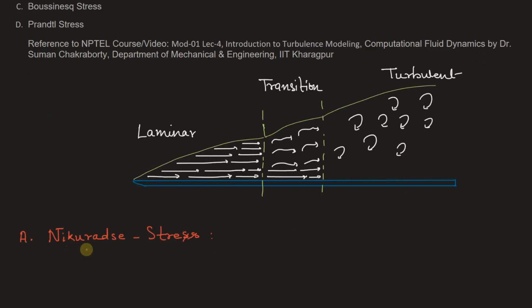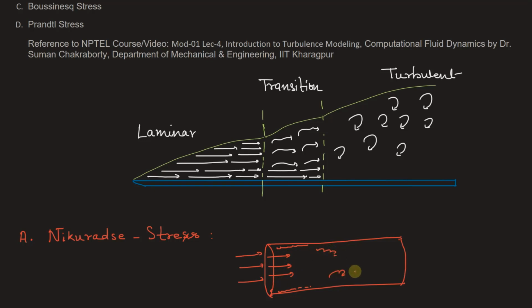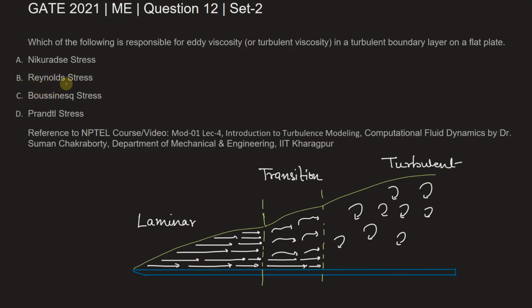The first is Nikuradse stress. Nikuradse's experiments were on wall friction in pipe flow. In his experiment, he used a variable called sand roughness with different grain sizes. So he stuck it on the pipe in his experiment and the flow was allowed to pass through it, and when it becomes eddy, that measurement was done by Nikuradse and the stress was called Nikuradse stress.